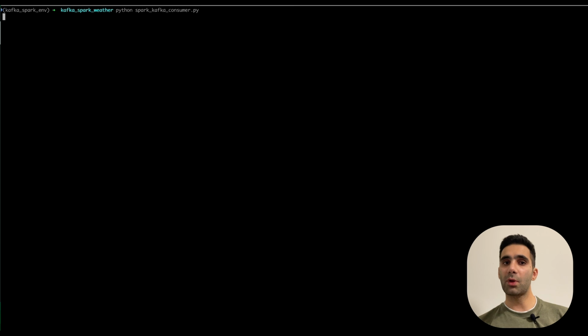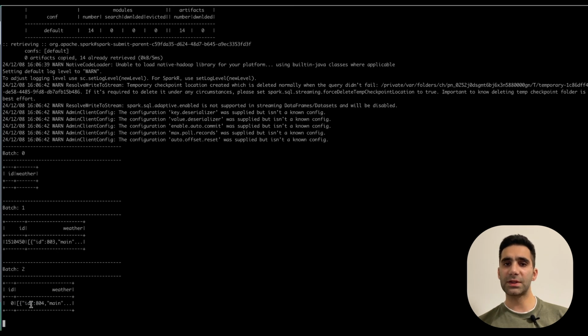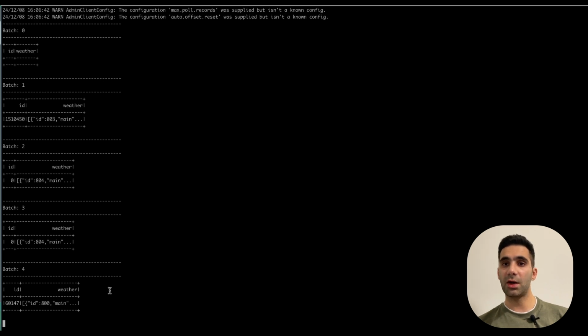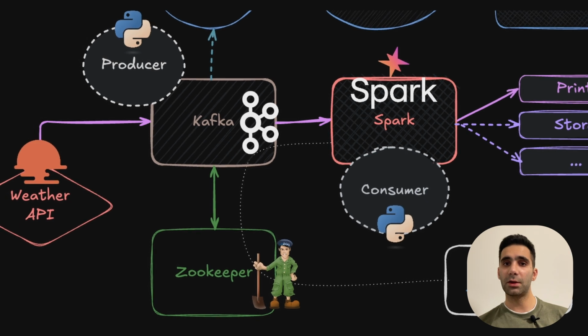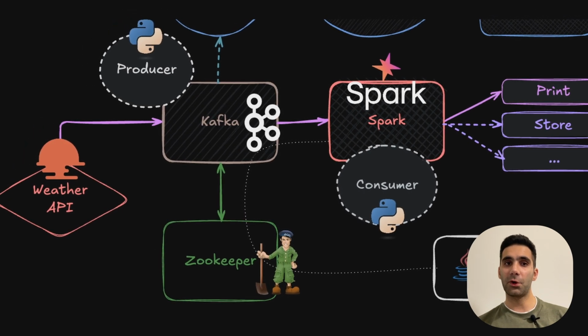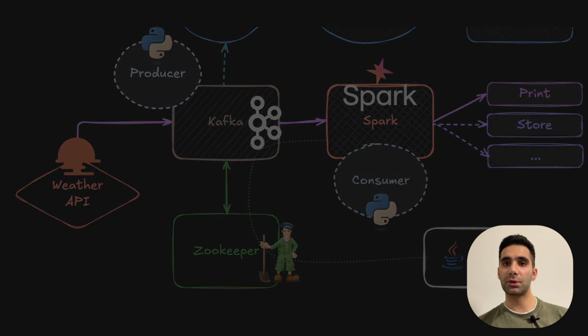Okay, it's time to run our consumer script to see what happens. Apparently, we have successfully set up everything correctly. On one hand, we fetch data and stream it using Kafka, and on the other hand, we're consuming the data using Spark and showing it in the terminal. So far, we have configured Kafka and Spark and created our producer and consumer.